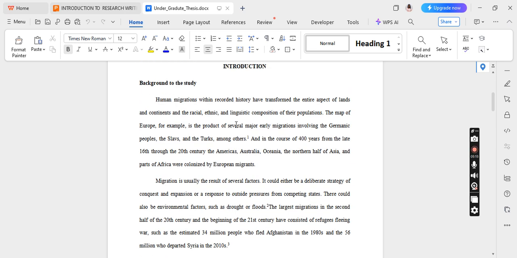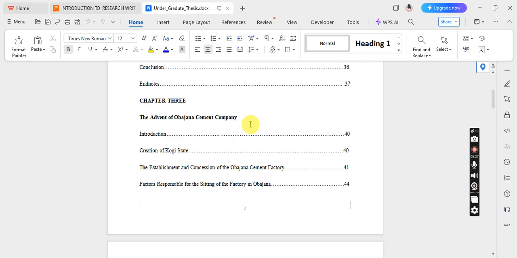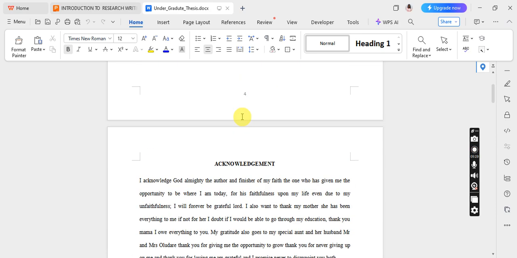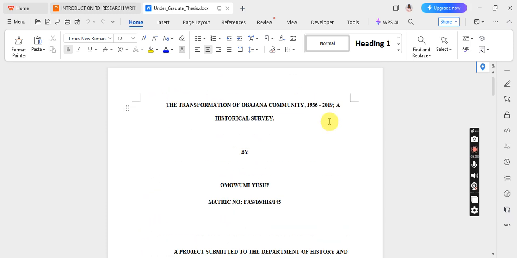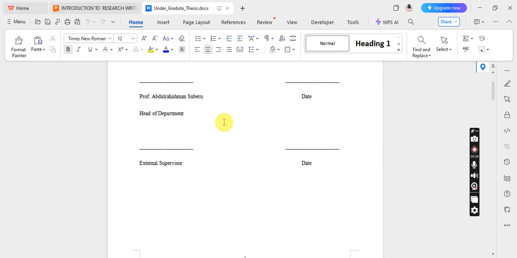Your background of the study is like setting a foundation. This is the foundation of the research writing you're about to do. When you talk about the background of the study, you do not just start talking about the topic. Let's see what the topic is about, and use that as our scope and focus: The Transformation of Aboriginal Community, 1936 to 2019, a historical survey. So we're talking about the transformation of the Aboriginal community.